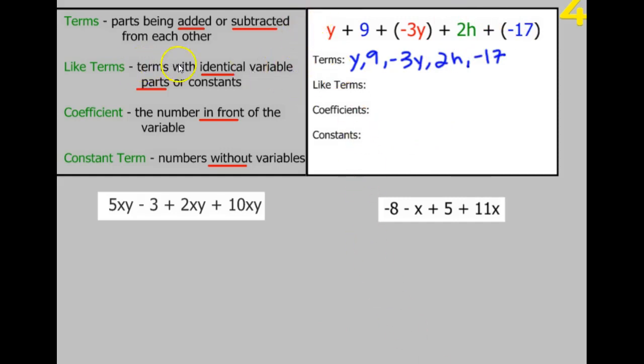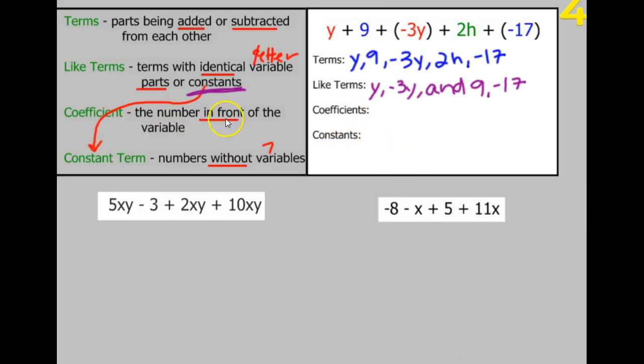Our like terms are terms with identical variable parts, same letter, or they're just a constant. And well, what's a constant? A constant down here is just a number without a variable, like 7. That's just a constant number. It's never going to change. It's always going to be 7. So our like terms, with the same letters, we have y and negative 3y, and we also have 9 and negative 17, which are just our constant terms. We could combine those together if we were adding our like terms.